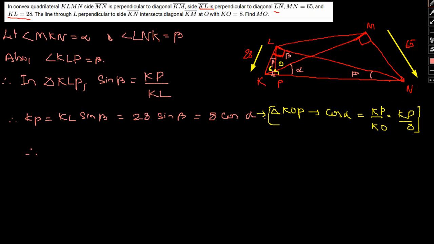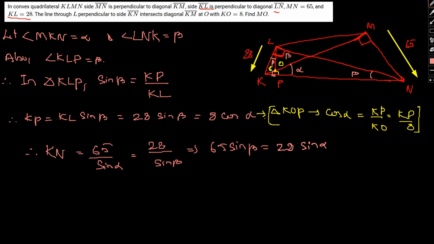So therefore KP being 65 sine alpha, again going with the same method, and subsequently 28 sine beta, which can be further written as 65 sine beta equal to 28 sine alpha. Okay, I hope this is clear.